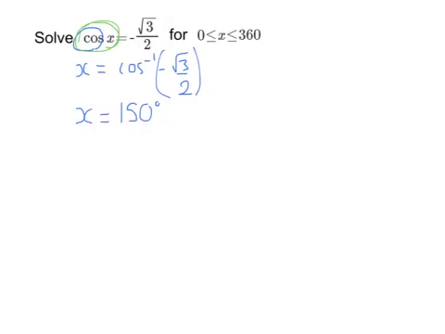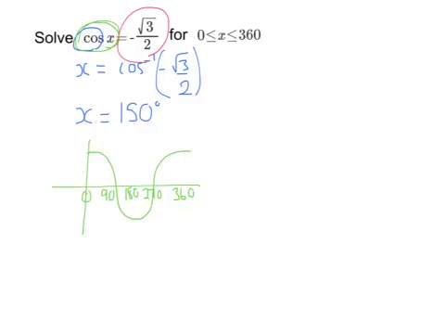So here is my cos graph. You need to know your cos off by heart. 0, 90, 180, 270, 360. Here comes minus root 3 over 2. Minus root 3 over 2 is down here somewhere, isn't it? So there it goes, and I want the place where they cut. So they cut there and they cut there. Now looking at the graph, 150 must be here, mustn't it? That must be 150 there.